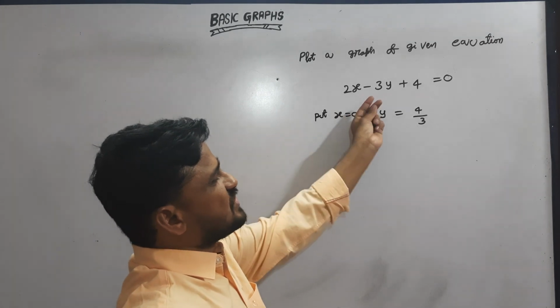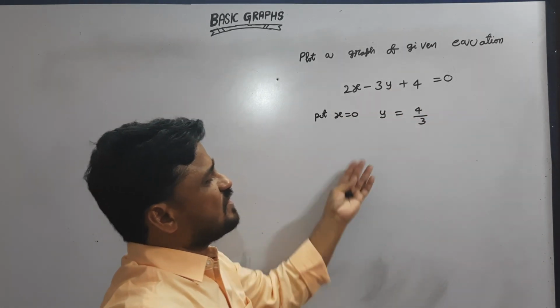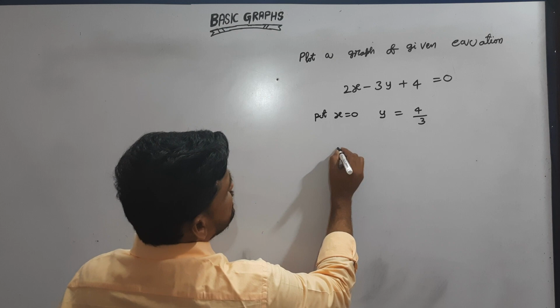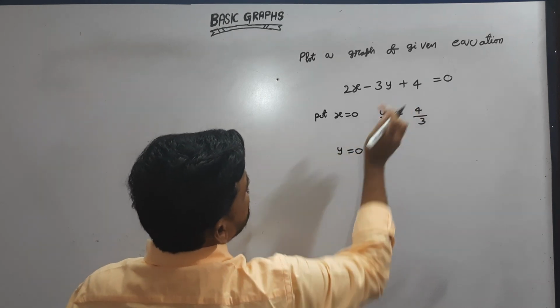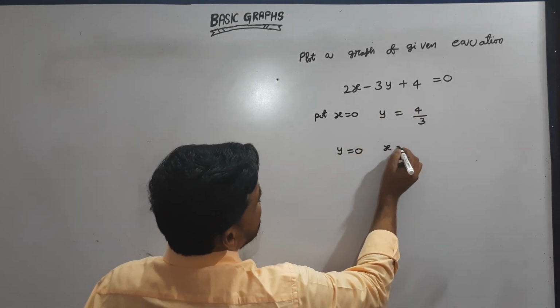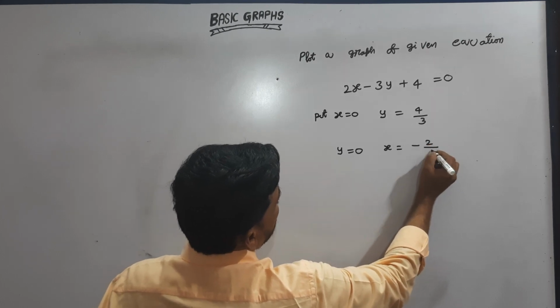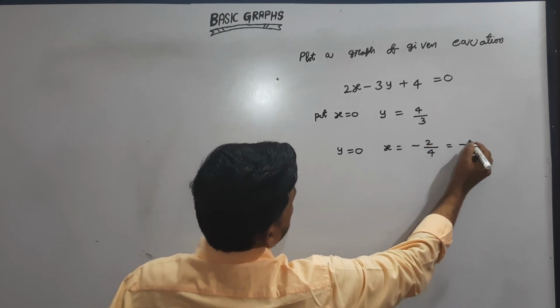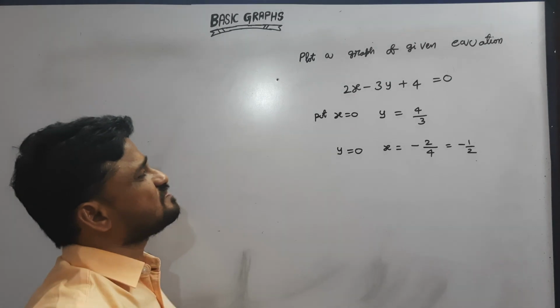Put x equal to 0. Put 3y equal to 4. y equal to 4 by 3. Put y equal to 0. We get x equal to minus 2 by 4, that equals minus 1 by 2.